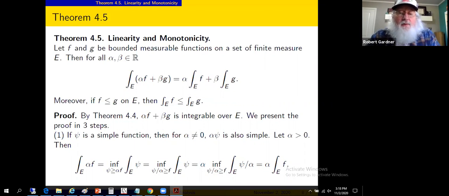I can rewrite that as given here. All I've done is taken the little inequality and divided both sides by alpha. So now we get psi divided by alpha greater than or equal to f. Same thing, same collection of numbers. You can do that because alpha is greater than 0. So no division by 0, no reversal of inequality signs.